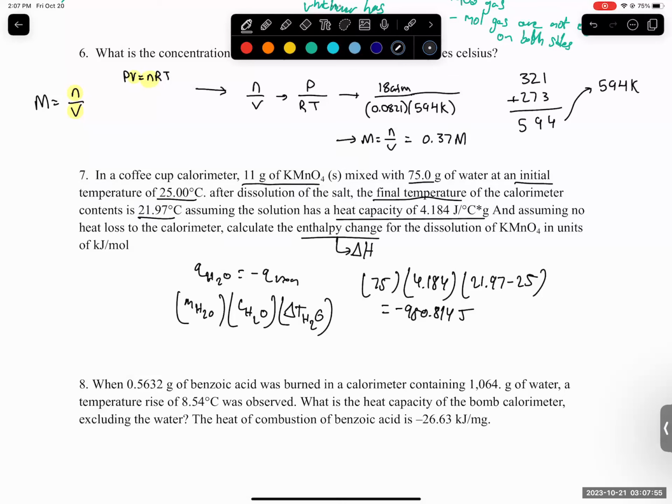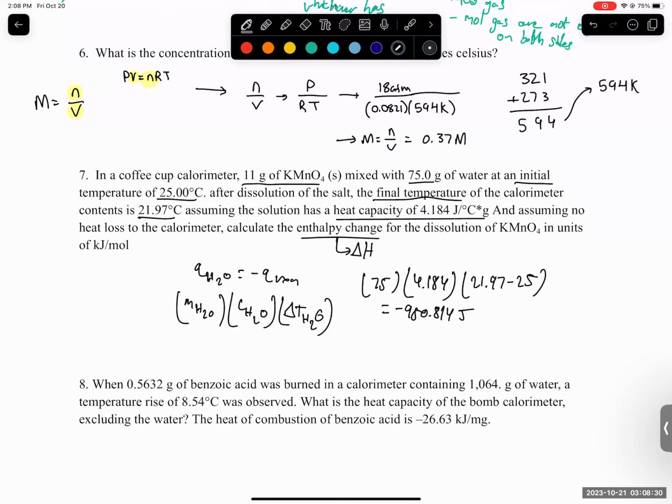But yeah, negative 950.814 joules. So this is the Q of the water. Don't add it yet, because in order to do that, we need the specific heat of KMnO4, which they didn't give us in the problem. So there's no way we can do that. Instead, we find the Q of the water and then just flip the sign for the Q of the reaction. That's the easier way to do it.